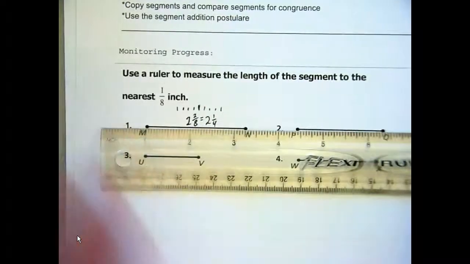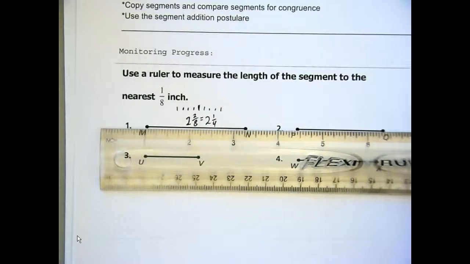What do you guys get? Each of you measure it with your groupies, see what you get there.